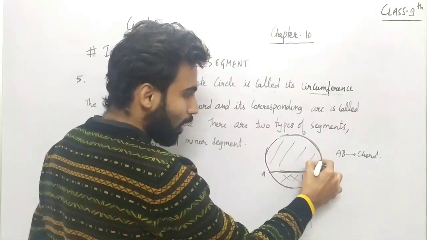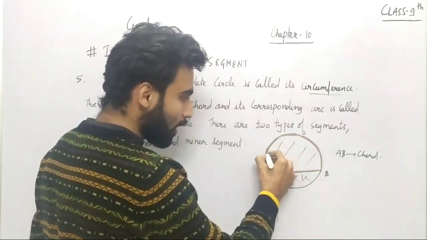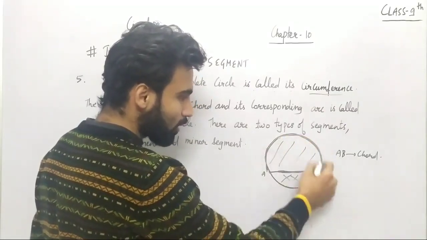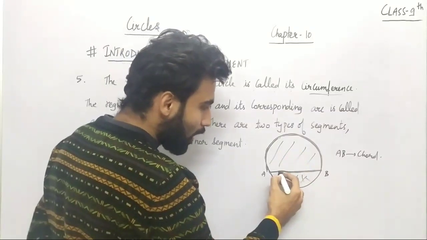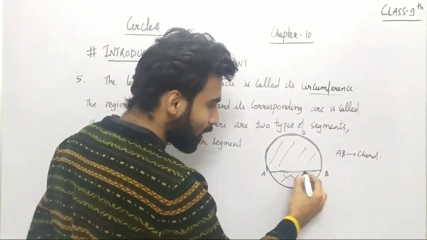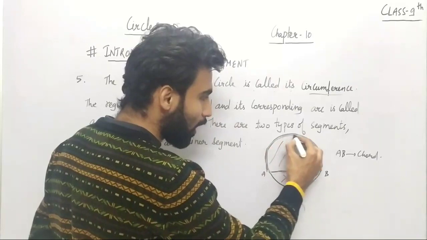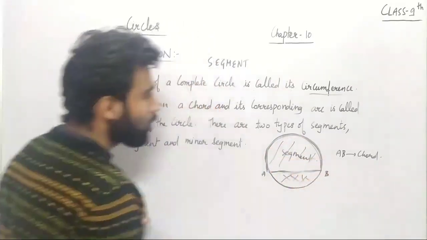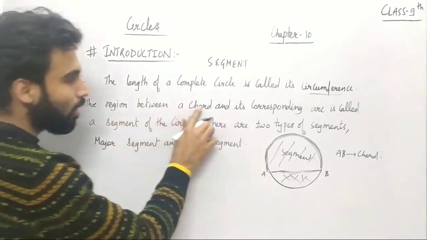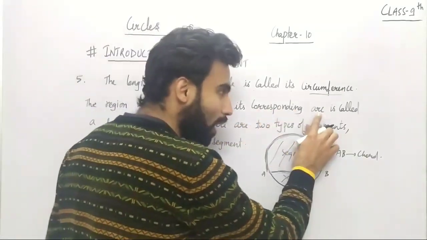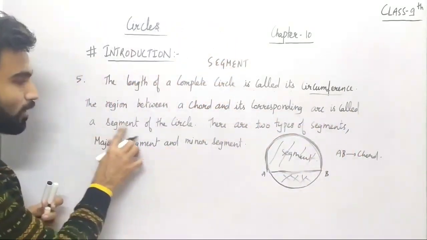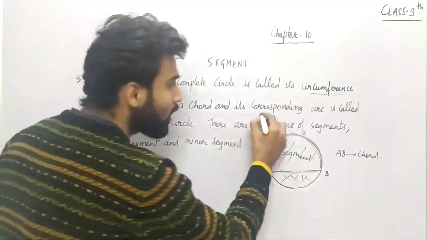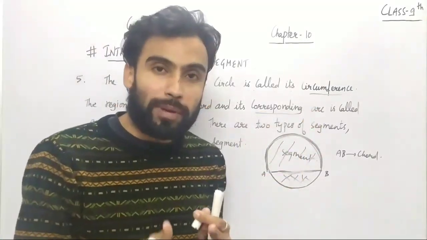So I have told you earlier that this is the arc here of the circle. So you can see the area in between the chord and its corresponding arc is known as segment, right? So you can see here the region between a chord and its corresponding arc is a segment of the circle. So what does corresponding actually mean here, right?